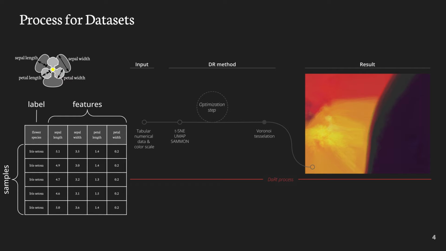The algorithms we use here optimize their result in multiple iterations. After each optimization step, we draw a Voronoi tessellation of the projection on top of the current image with some opacity, which creates softer shapes. Each Voronoi cell gets filled with the sample's specific color from the chosen color scale. After the optimization is finished, we have a generated image.